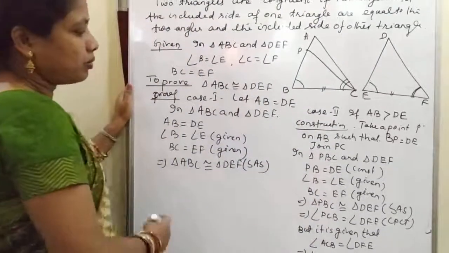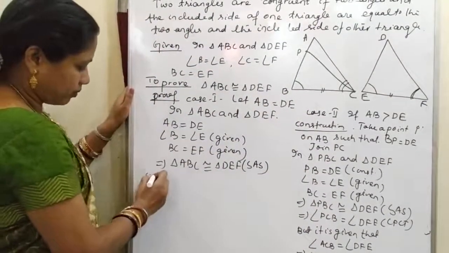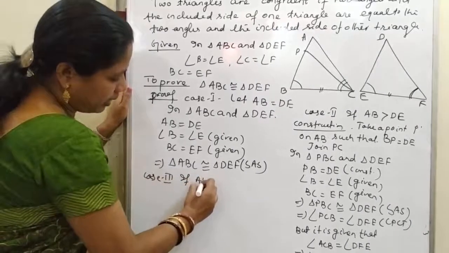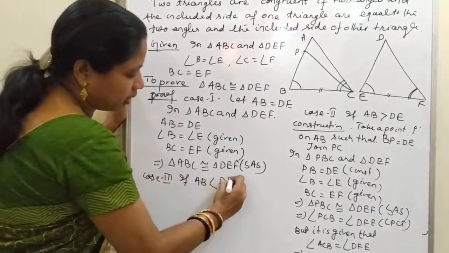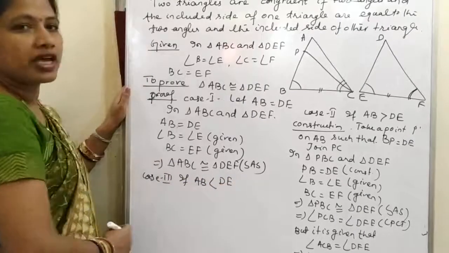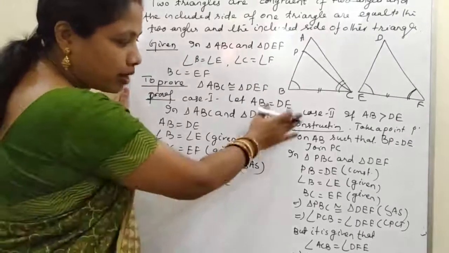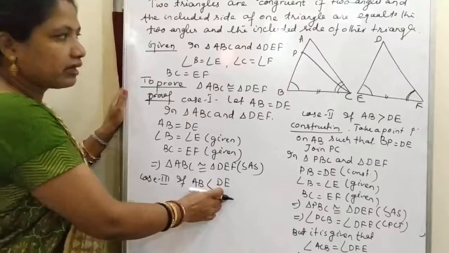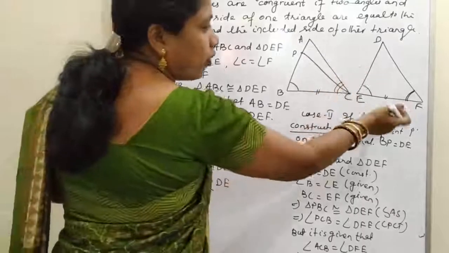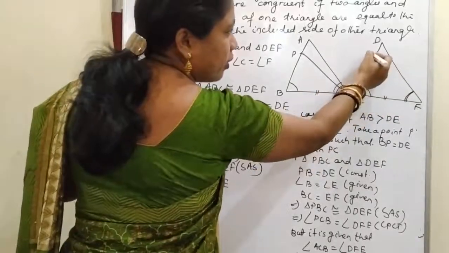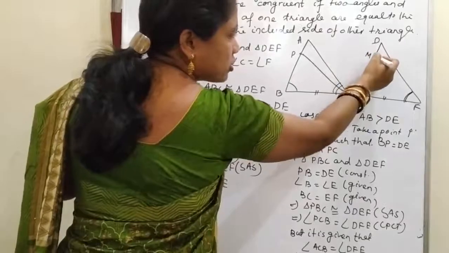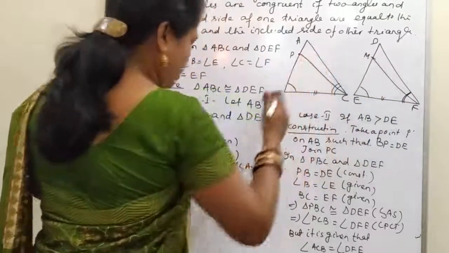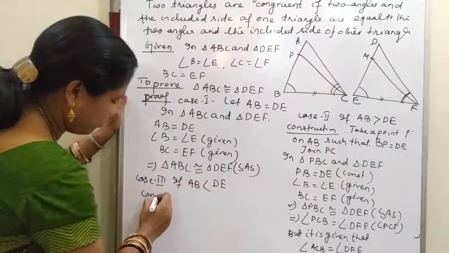Next, case 3. If AB is less than DE, here we will follow the same procedure that we followed for case 2. If AB is less than DE, then take a point M on DE such that EM is equal to AB. So, construction.